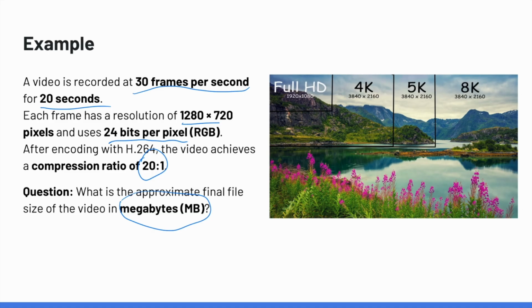So we're going to do two things. The first thing I want to do is calculate how many frames there are, because that's essentially how many pictures or images there are. So you have 30 frames times 20 seconds, which means that we have 600 frames. Now we see that each frame has a resolution of 1280 by 720 and uses 24 bits per pixel.